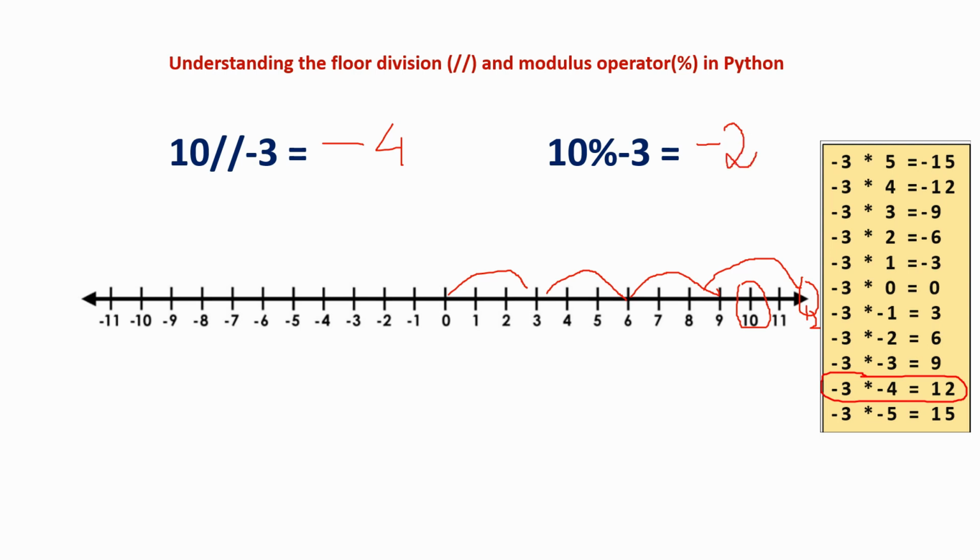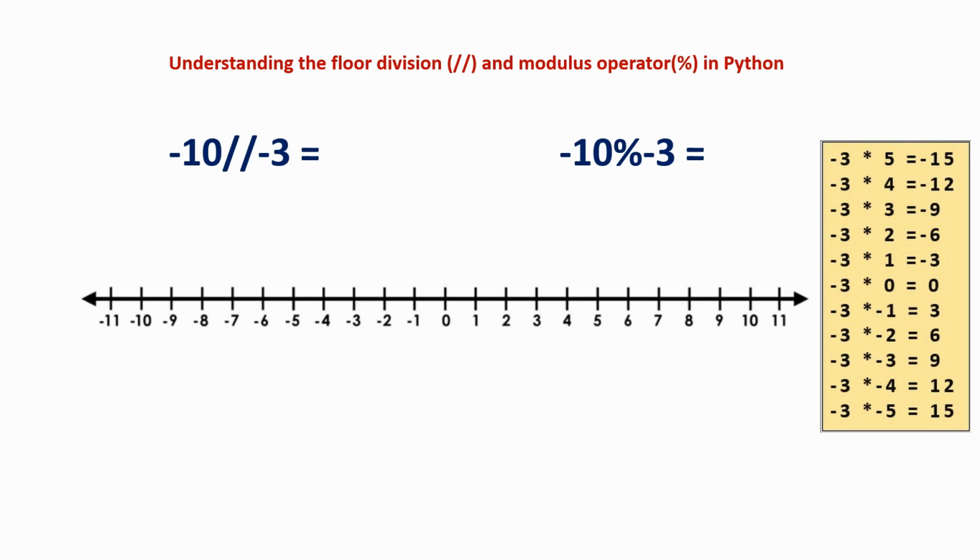So I hope this is clear. The most important thing which you need to remember here is, if the denominator is negative, we are reversing the concept. Okay, we are stopping at a value which is just greater than the numerator or the dividend, that is 10. We are stopping here. So this is the difference when the denominator is negative, right? Now moving on to my next slide.